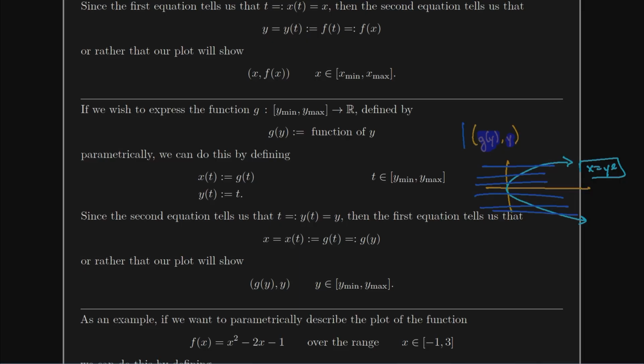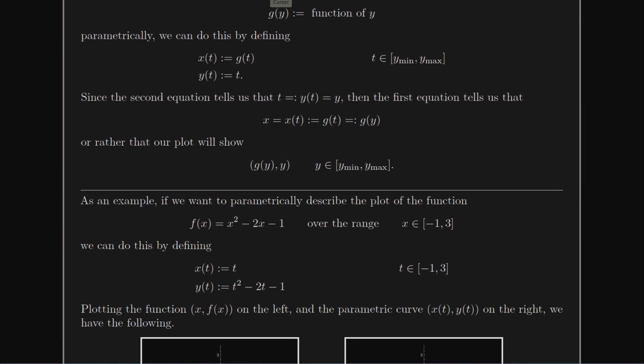But anyway, we have the ability to graph these as well, the plots g of y comma y, doing the opposite of what we did before. So we're just going to define y to be equal to t and x to be equal to g of t. And so we can do functions of either x or y parametrically. And here's maybe an example.